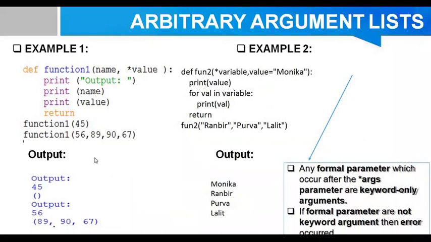See, here is the first output, that is 45 and blank. As this represents a tuple, and no value is passed further, that's why it is blank. In the next function call, I passed 4 values. So in this particular case, 56 is considered as the value of name and the rest are considered as the value of this arbitrary argument. That means 89, 90 and 67 are considered as a tuple.